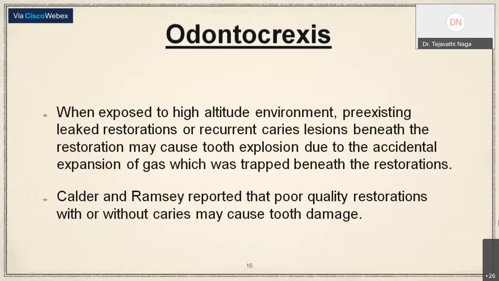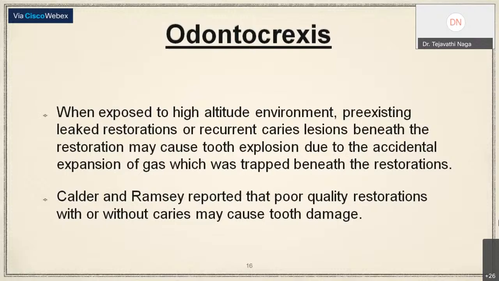In a high altitude environment, pre-existing leaky restorations or recurrent carious lesions beneath the restoration may cause tooth explosion due to the accidental expansion of gas which was trapped beneath the restoration. Calder and Ramsey reported that poor quality restorations, with or without caries, may cause tooth damage.